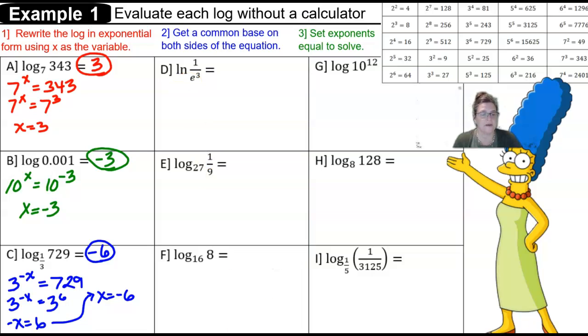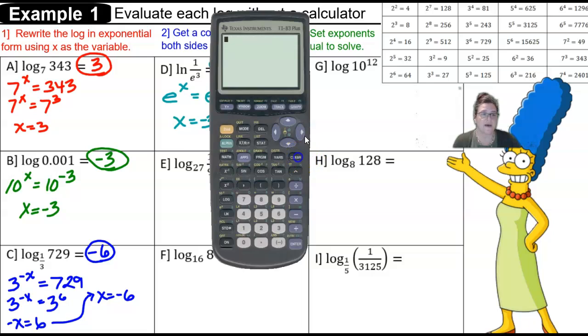Okay, so next we have the natural log of 1 over e to the 3rd power. Remember, a natural log is a base e, so we're asking ourselves e to the x equals 1 over e to the 3rd. That's the reciprocal of e to the 3rd, which is a negative exponent, so that'll be e to the negative 3. Now that our bases match, we set the exponents equal, and x equals negative 3, so the natural log of 1 over e to the 3rd is negative 3.